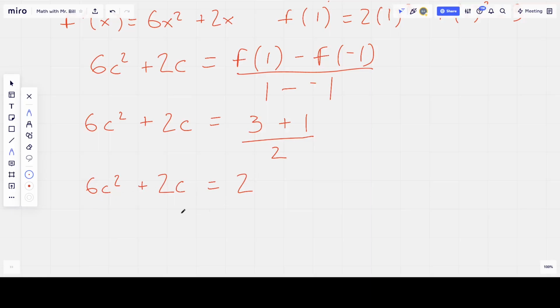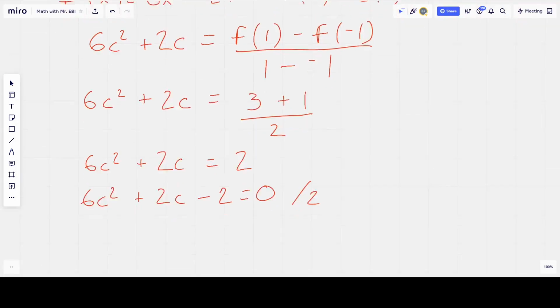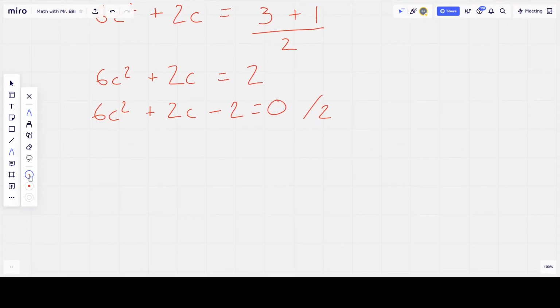Now I'm going to go ahead and bring the 2 over, and then we get a quadratic that we need to solve. So we get 6c squared plus 2c minus 2 is equal to 0. I'm going to go ahead and divide everything by 2 so that it's a little bit simpler. So we get 3c squared plus c minus 1 is equal to 0.